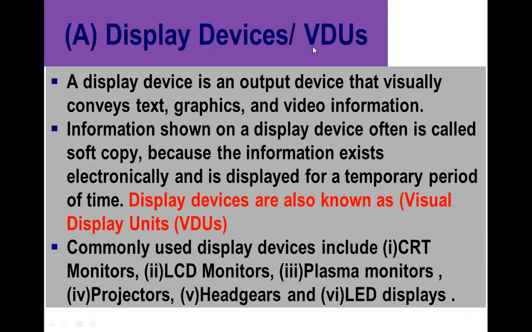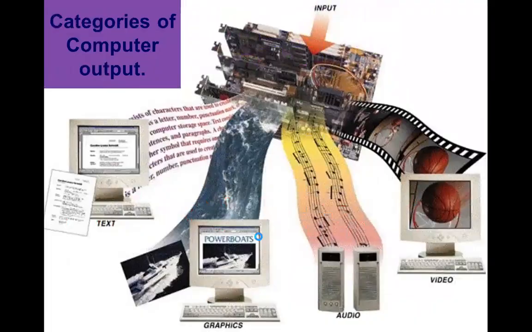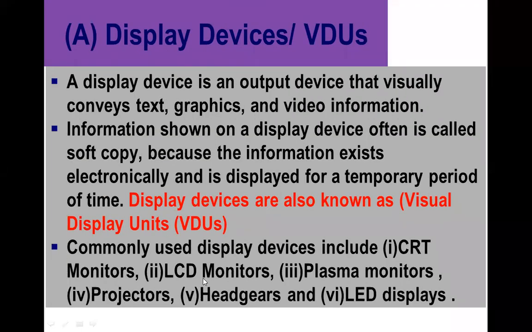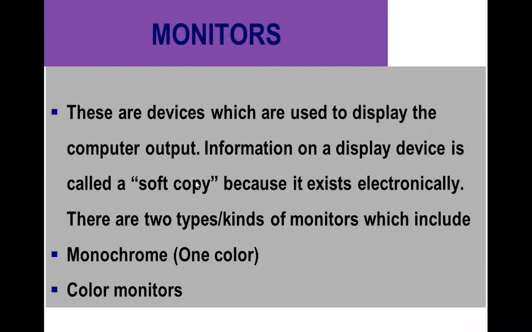Okay. Display devices are also known as visual display devices. Commonly used display devices include the cathode ray tube monitors. We have the LCD monitors. We have the plasma monitors, the projectors, headgears, the light emitting diodes.